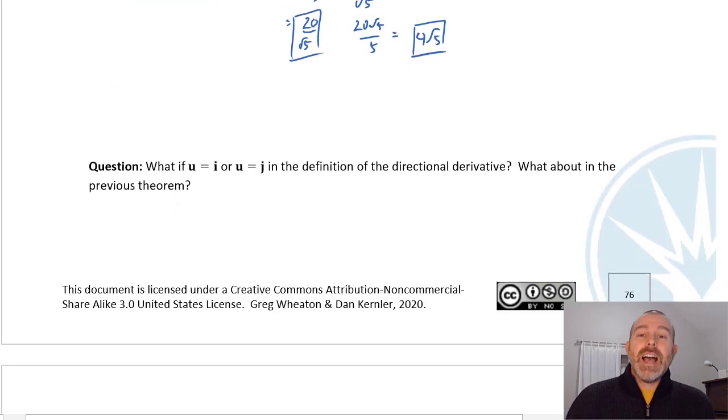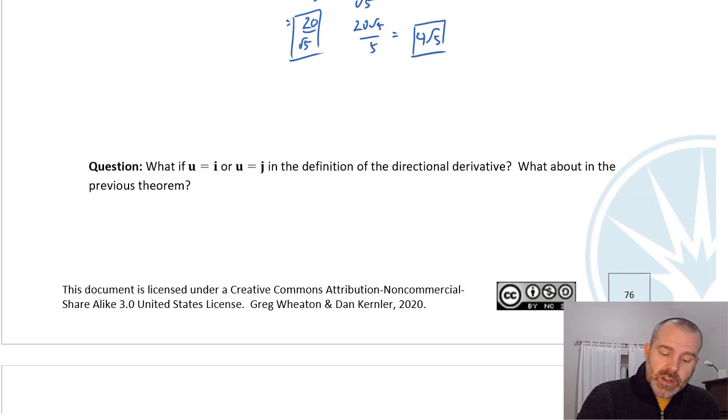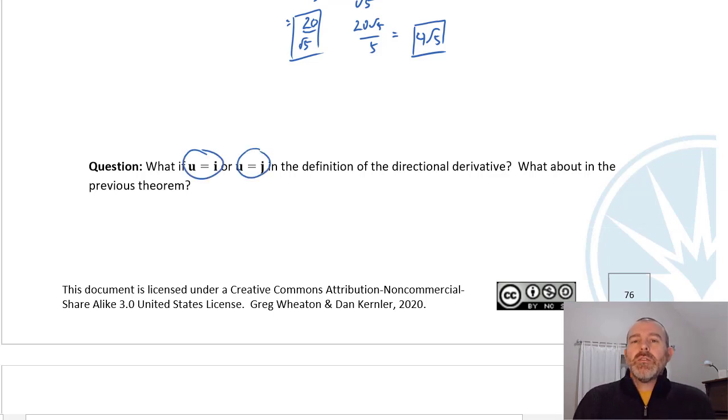Let's finish up with this last question. Suppose our directional vector is, say, the unit vector in the x direction or the unit vector in the y direction. What would be the directional derivative? I'm going to leave this to be the end of the video and let you think about that. And that is it for this video.